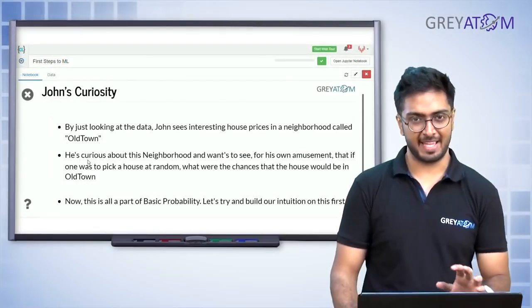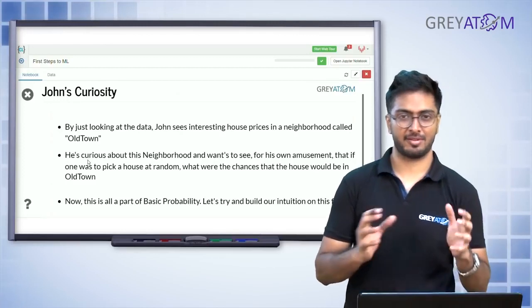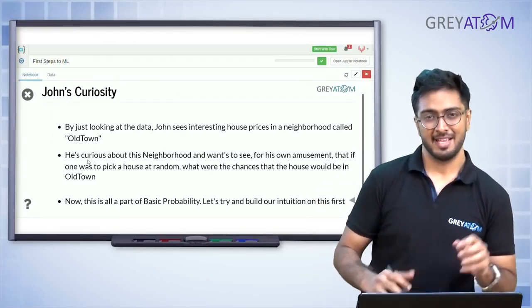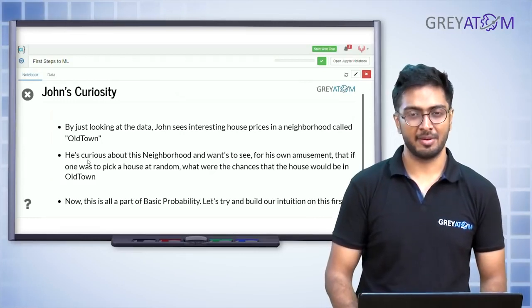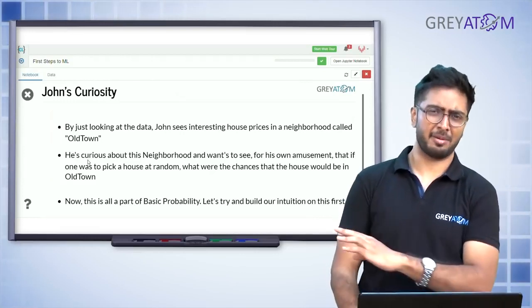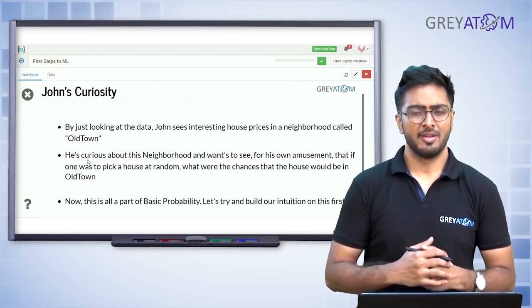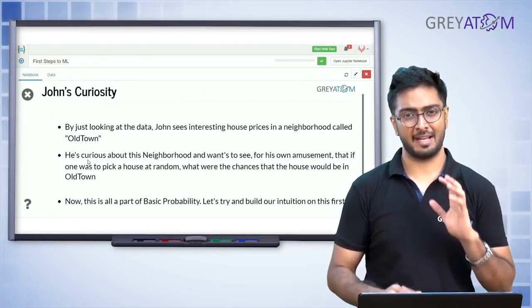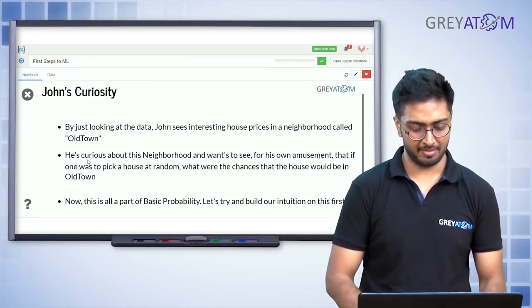So again, John is now curious about these different neighborhoods that he can find. John is curious about finding a house, and he comes across a particular neighborhood called Old Town. So now he's curious: what are the chances that he might end up in this particular neighborhood?